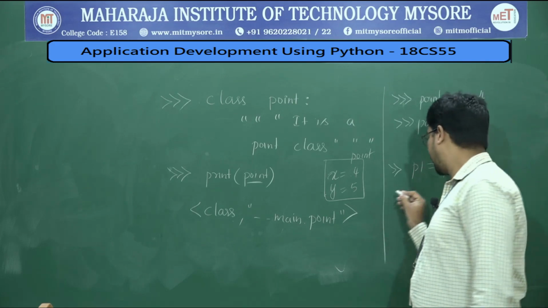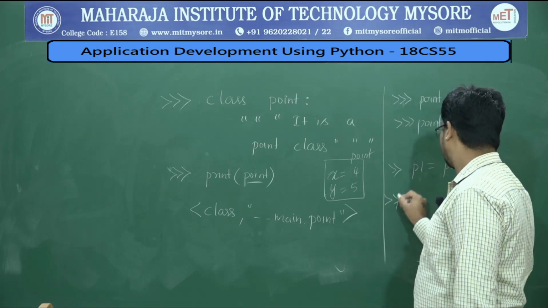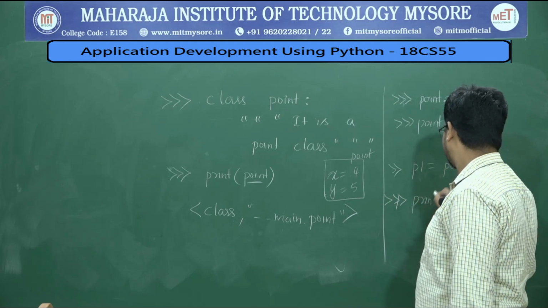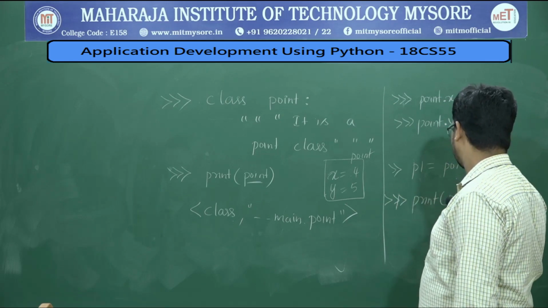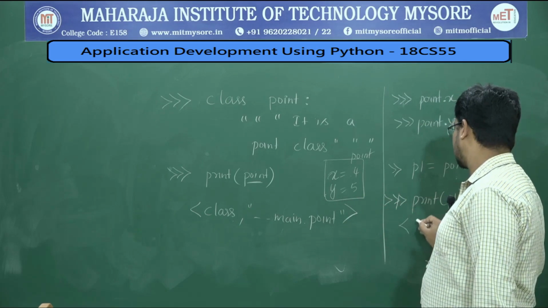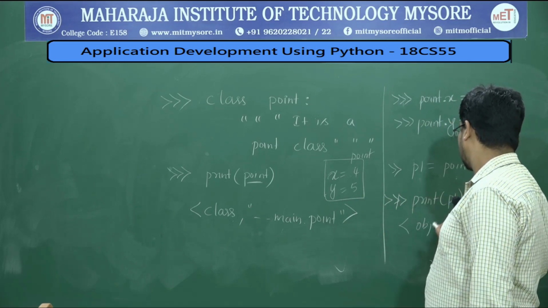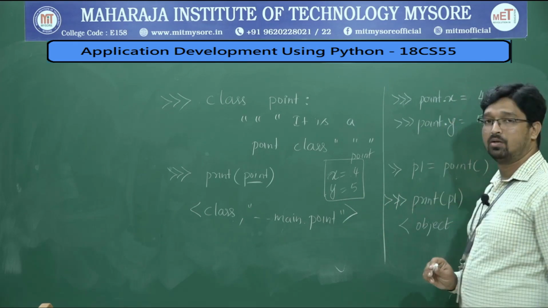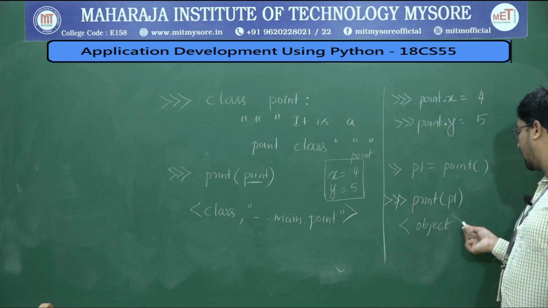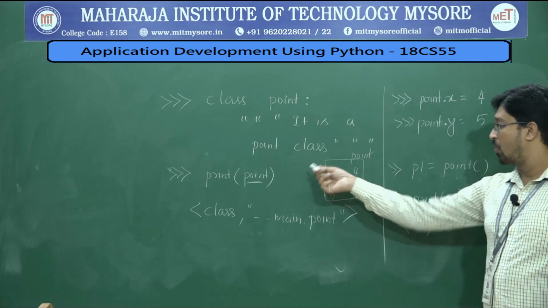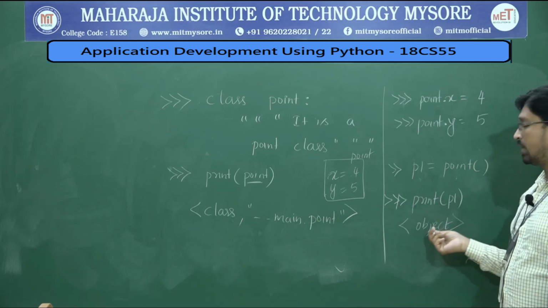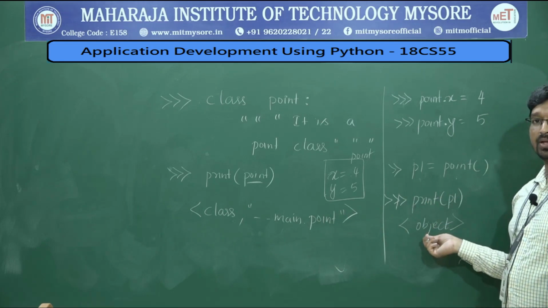Now if you try to print p1, print of p1, again you will get, instead of class, you will get object. You will get that it is an object, whereas Point is a class, and p1 is an object.